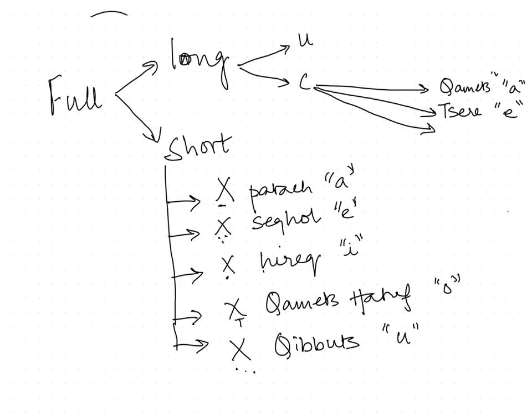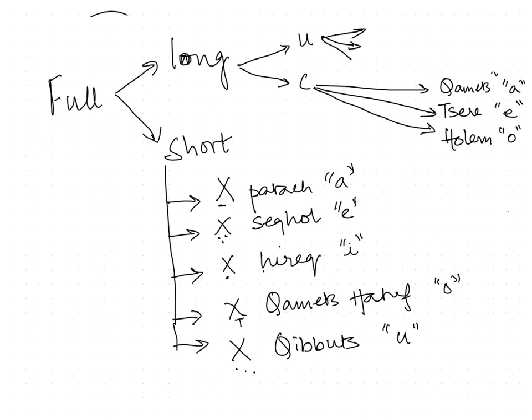Not one in the I category as a changeable long one. What about the O category? Do I have a changeable? The answer is yes, and that is a cholem. Cholem is the O sound. Please remember those three.